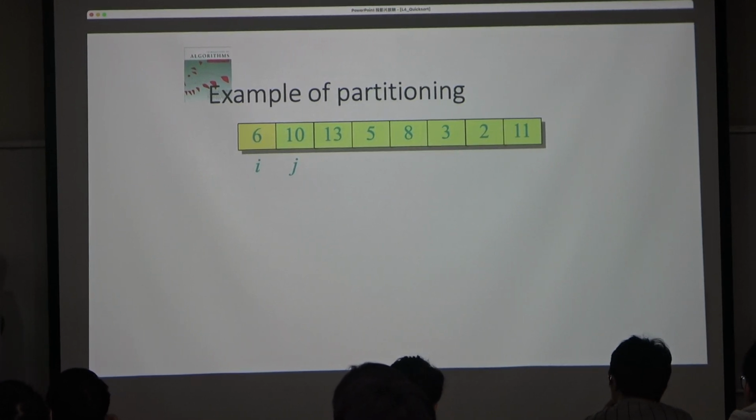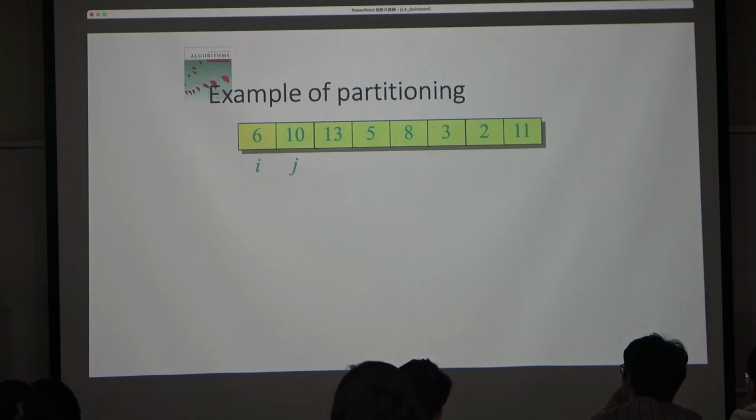Right edge, and it moves toward the left until it finds an element that is smaller than the pivot, which is 6. So it stopped at 2. Okay, this is J. So at this point, this element is bigger than 6. This element is smaller than 6, right? So what happens is that we are going to do a swap.